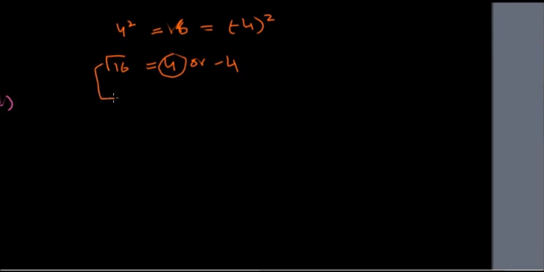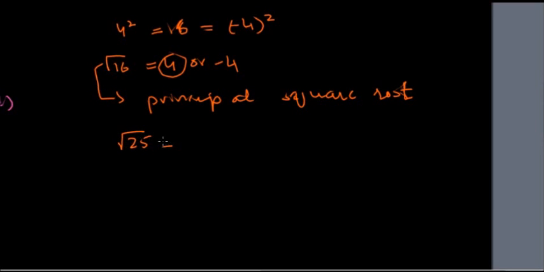Because this root sign is known as the principal square root. So on GRE exams, whenever you see a square root of a number, the answer is always the positive, not the negative. So the square root of 25 is 5, not negative 5.